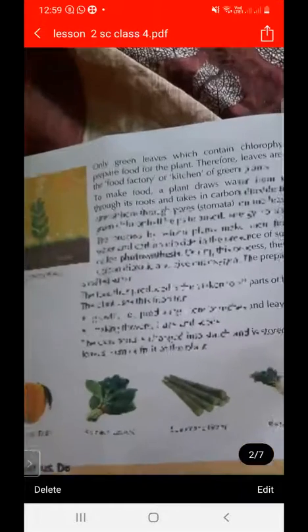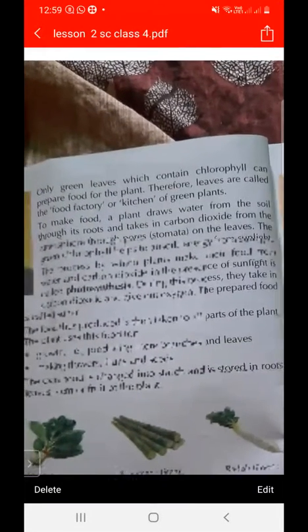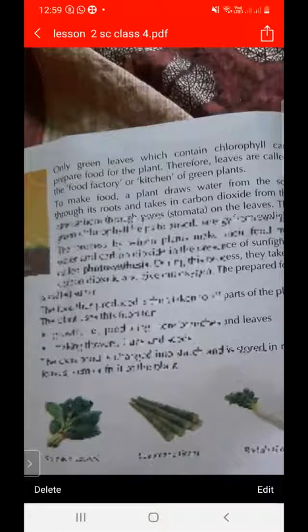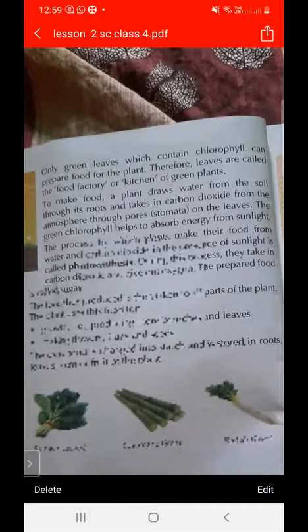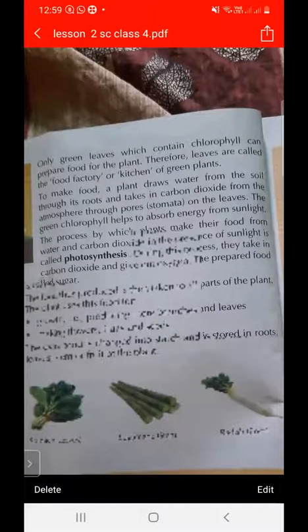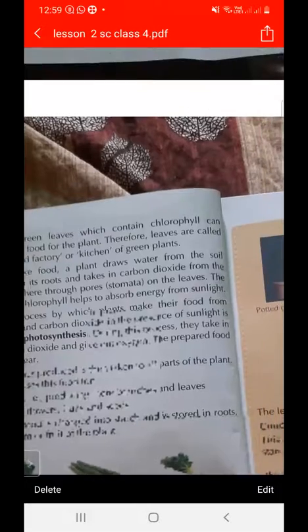Next, only green leaves which contain chlorophyll can prepare food. Therefore, leaves are called the food factory or kitchen of the green plants. As we know, only green leaves which have chlorophyll can prepare food for the plant. Therefore, leaves are called the food factory or kitchen of the green plants.